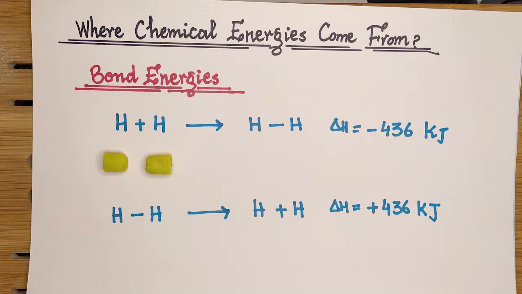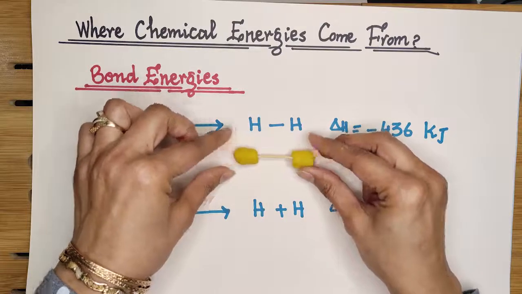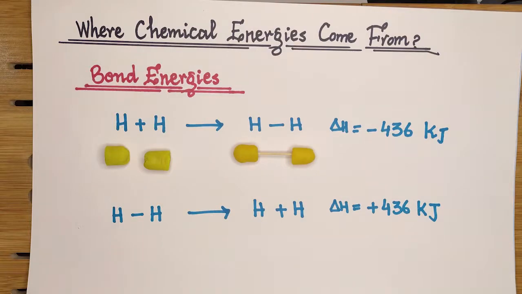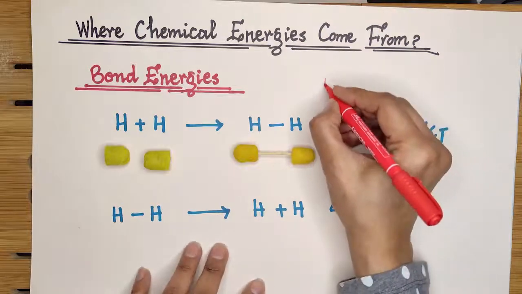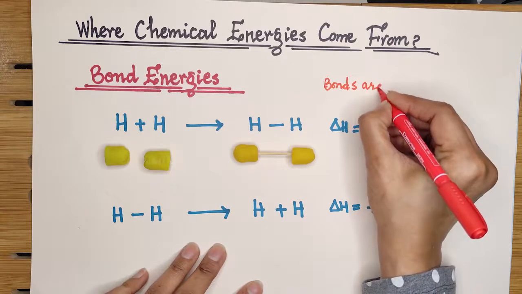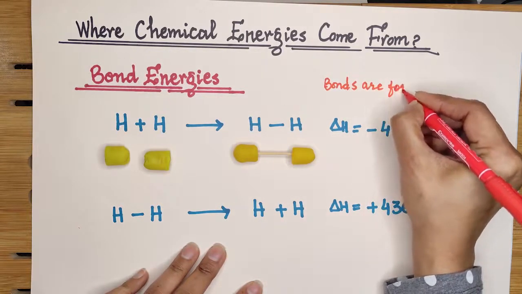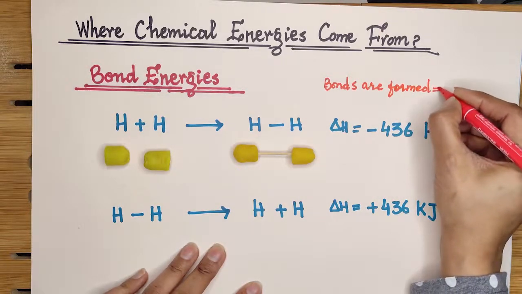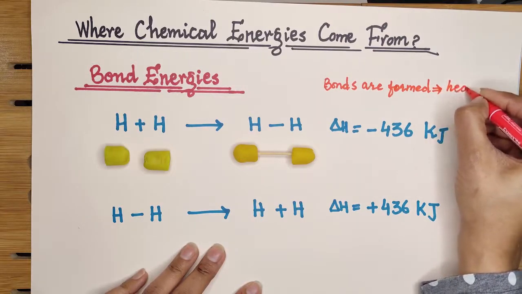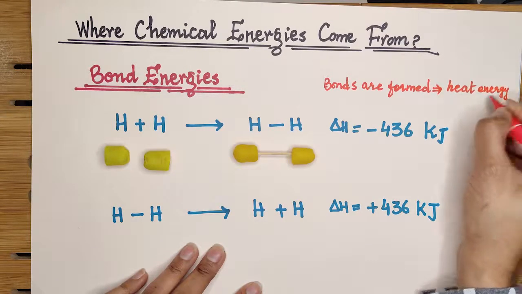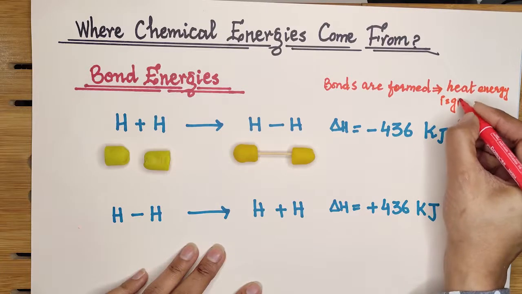When two atoms are joined together by a chemical bond, heat energy is given out. So here we can write that when bonds are formed, heat energy is given out.